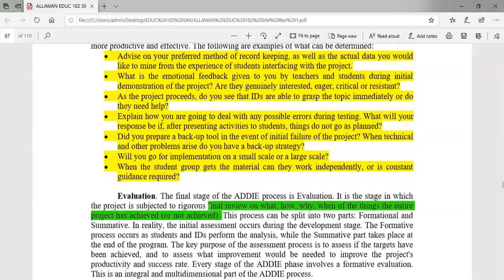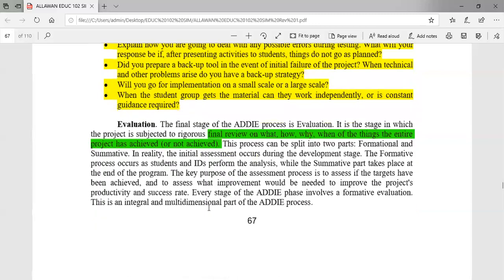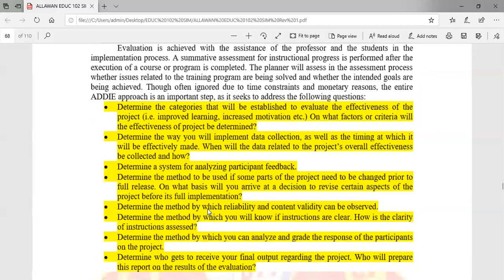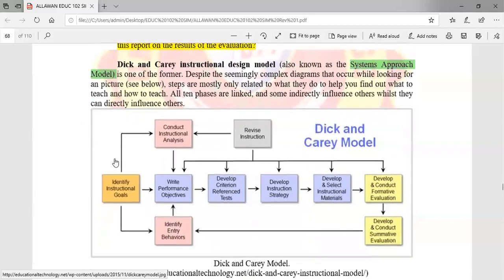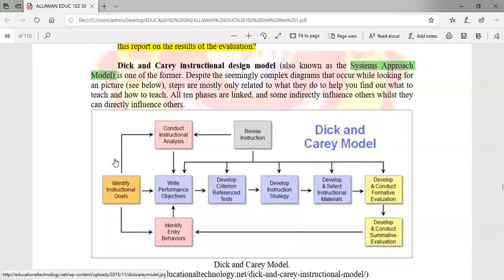So this is the second model, and then the third, we have here the following questions. The Dick and Carey instructional model, also known as the systems approach model. So despite the seemingly complex diagrams that occur while looking at the picture below, the steps are mostly related to what they do, to help you find out what to teach and how to teach. So all these 10 phases are linked and some indirectly influence others, whilst they can directly influence two others.